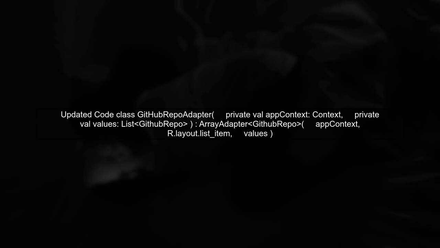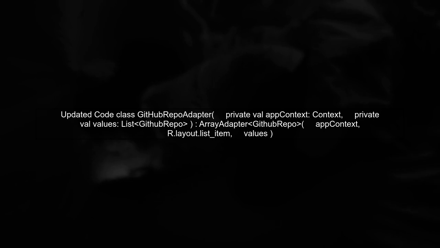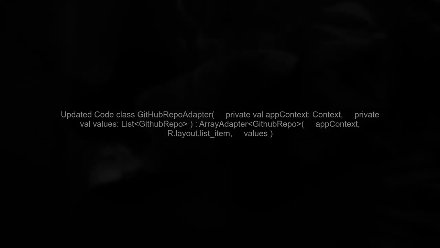To resolve this issue, you can rename your property context to something else, like appContext. This will eliminate the conflict. After renaming, your class should look like this. This change will ensure that there are no conflicting signatures. Finally, make sure to test your code after making these changes to confirm that the error is resolved.